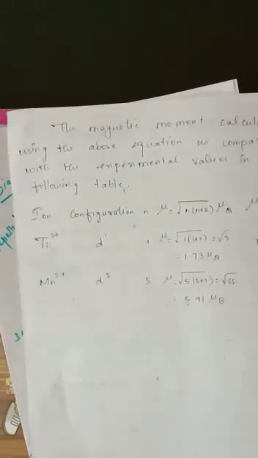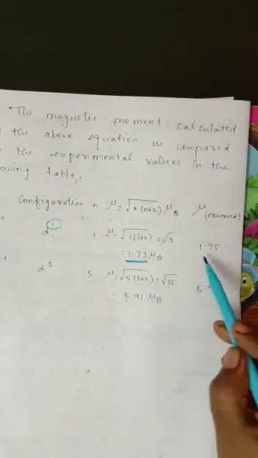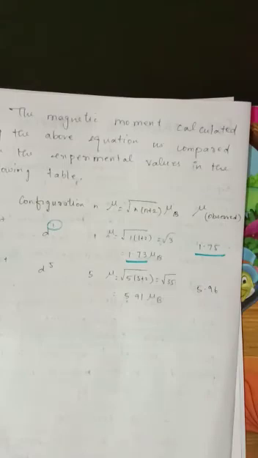Suppose we take an example for this, the magnetic moment calculated using the above formula. For example, Ti3+, titanium 3+, has a d1 configuration. What is meant by n? It is the number of unpaired electrons. So for d1 we substitute n = 1: root of 1 times 3, which is 1.73. This is the calculated value, and there is also an observed value. The magnetic moment calculated using the above equation is compared with the experimental value, and in most cases the agreement is good.